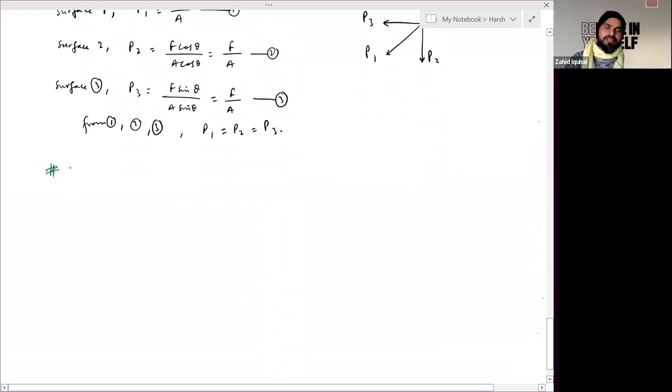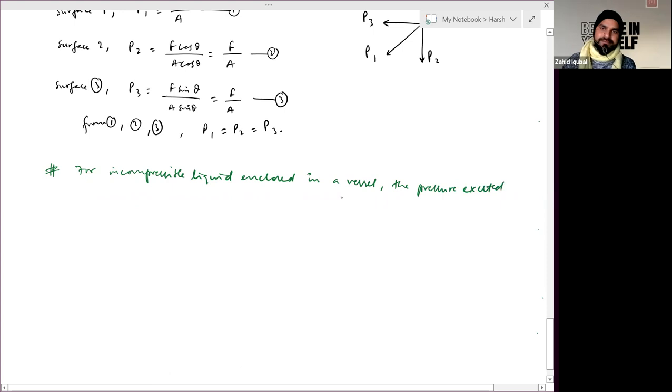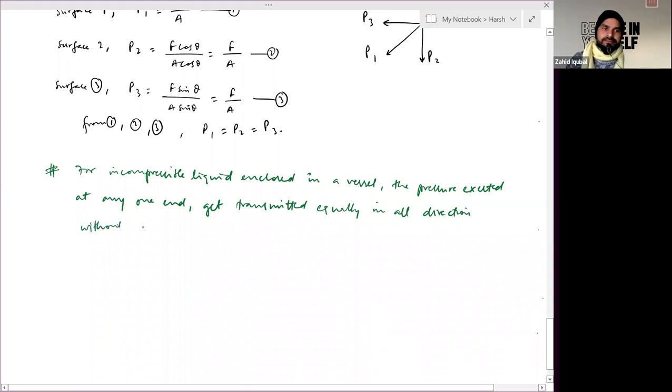We may define the other statement related to this, Pascal's law. It states that for incompressible liquid enclosed in a vessel, the pressure exerted at any one end gets transmitted equally in all directions without getting diminished.